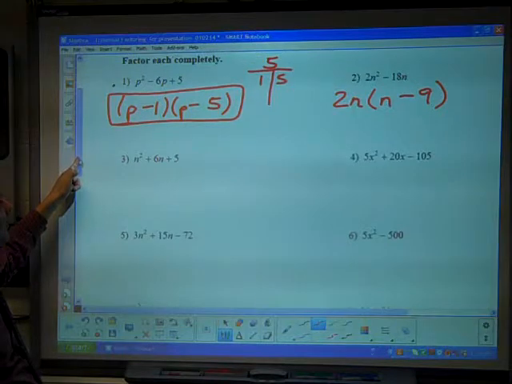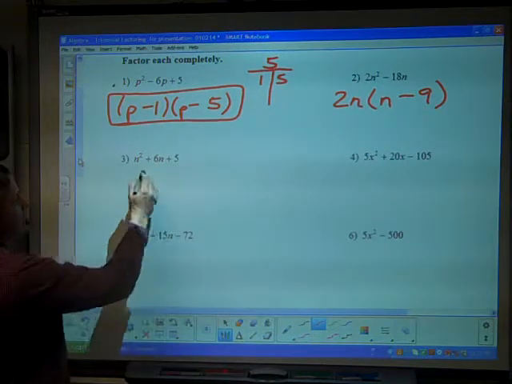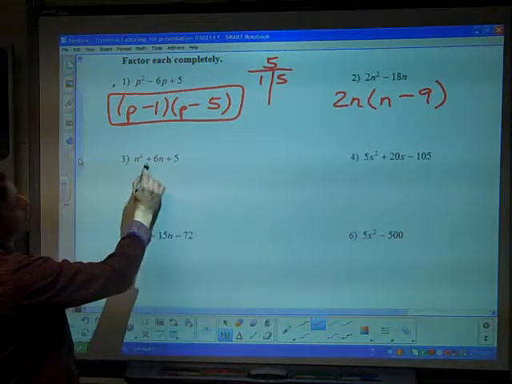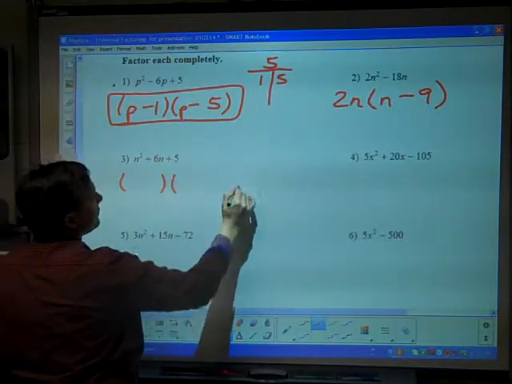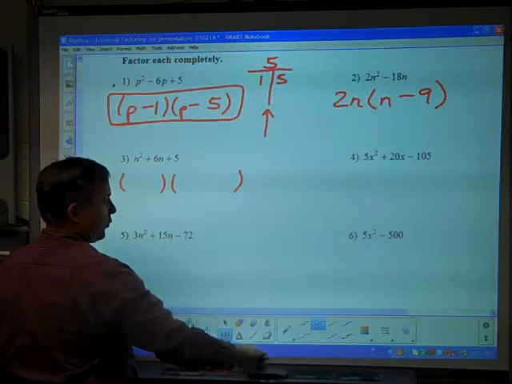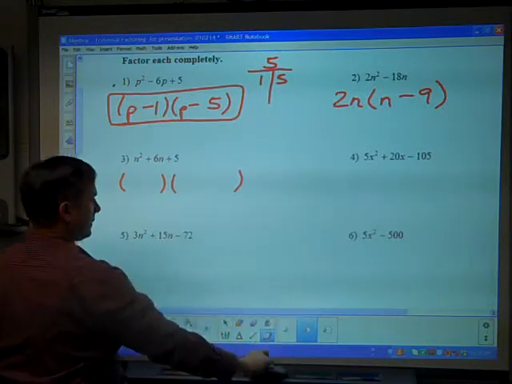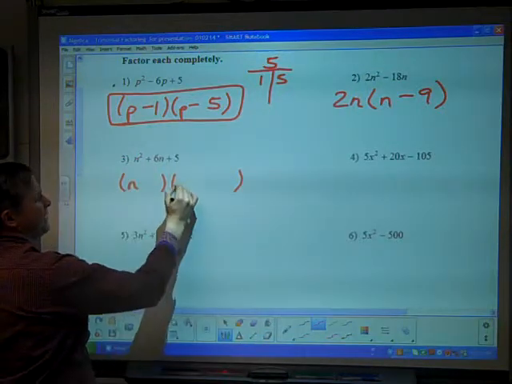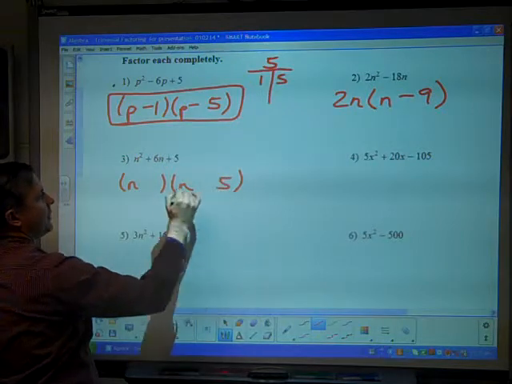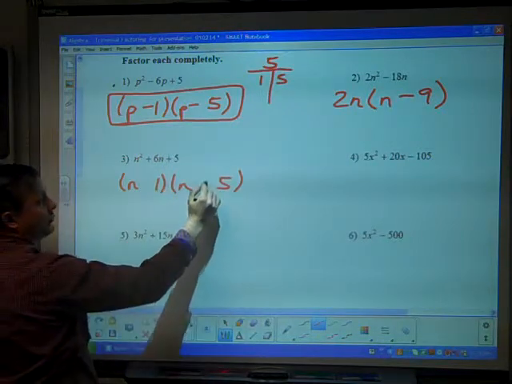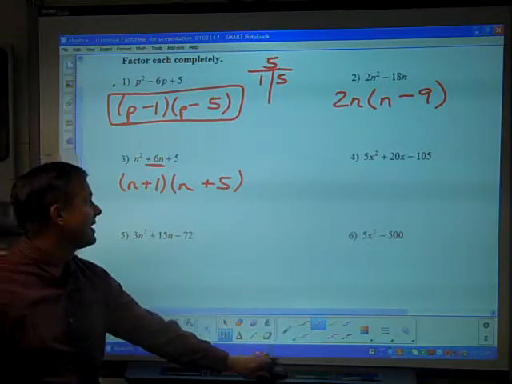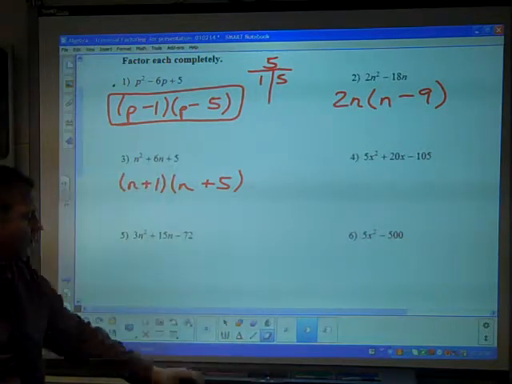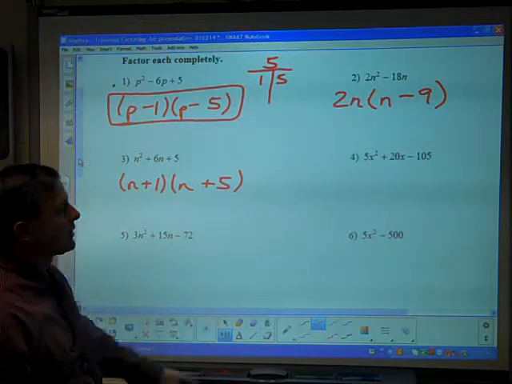Problem 3 is very much like problem 1. In fact, the only difference is the sign. So again, we can use my chart up here for 5 and 1. It's the only factors of 5. And I can write n and n to make n squared. 5 and 1 are the only 2 I can put there. They both have to be positive to make a positive sum. And again, if I multiply the binomials, we'll find that they are equivalent.